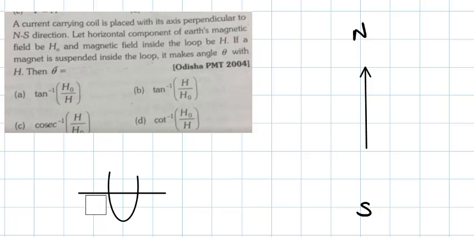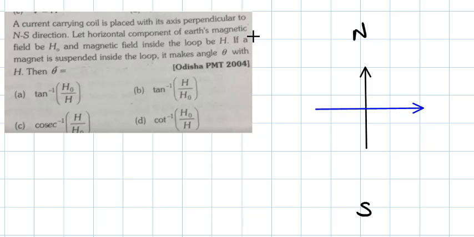So we are placing a coil and its axis is perpendicular to the north-south direction. So naturally the direction of the magnetic field of the coil will be perpendicular, because the direction of magnetic field is along the axis of the coil, and that axis is given to be perpendicular to this direction. So now we have two fields. One is the Earth's field, and that is given by H0. This is H0, and the loop has a field that is called H.